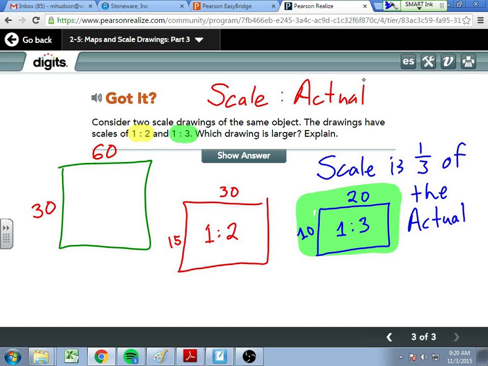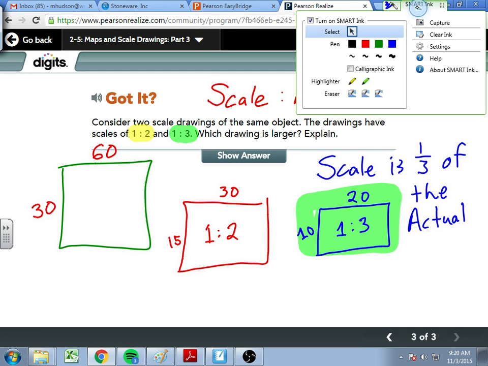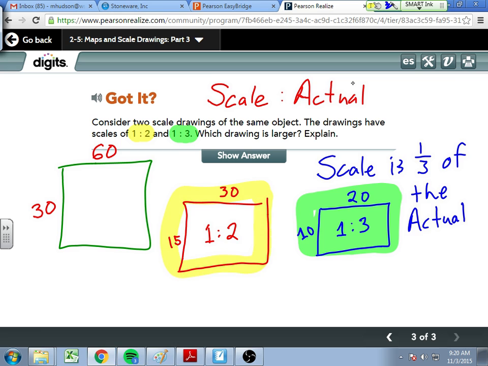Whether they're drawn perfectly to scale, mine are not drawn to scale correctly, but we know that the drawing I have highlighted in yellow, the 1/2, would be a bigger drawing because it's half the actual size compared to the one that's 1/3 of the actual size. So always remember when you set up scale, it's scale compared to actual.